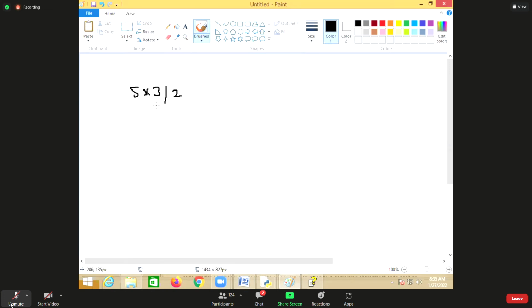How many operators are there? Two operators. One is star and one more is slash. Multiplying is there and division is there. Are both these operators given same precedence or different? Same. Then evaluation is done from left to right. 5 into 3 is 15. And 15 divided by 2 is what? 7.5.